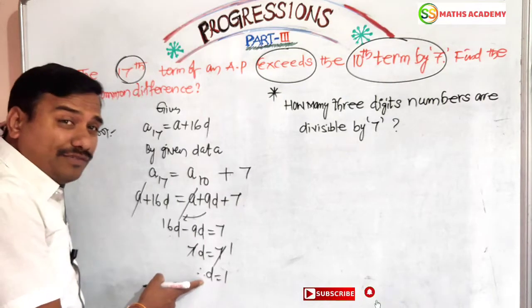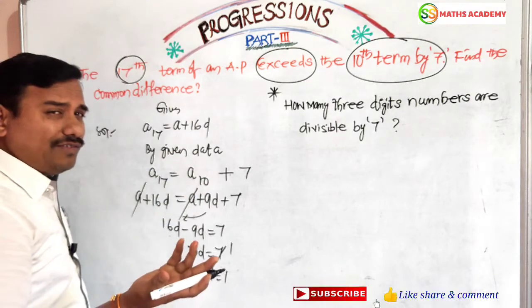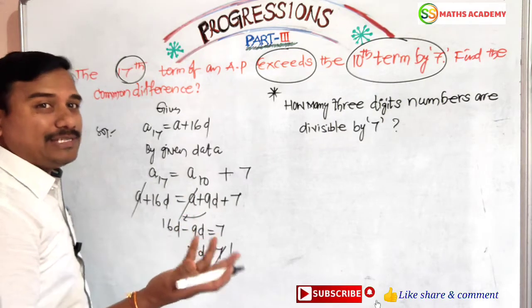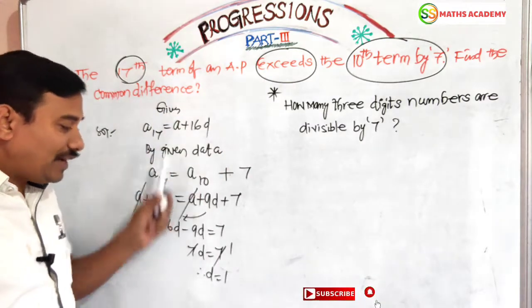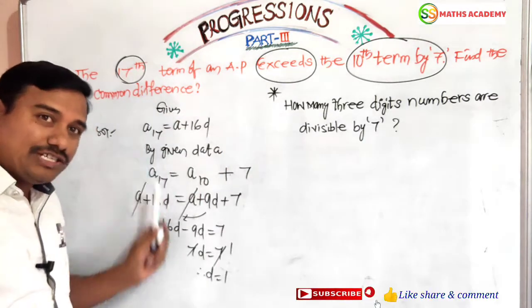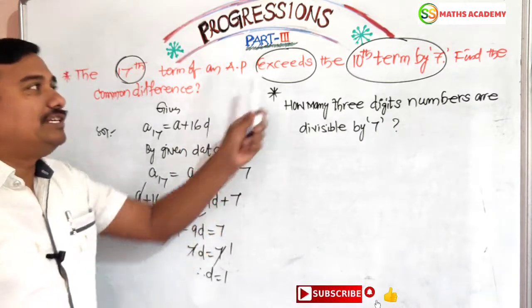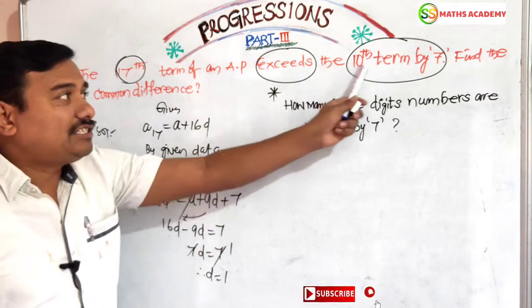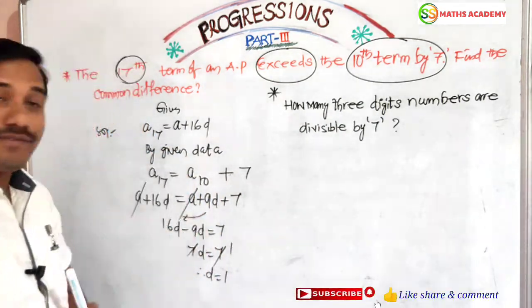When you know the common difference, we have to find the a value. When you know the a and d values, you can very easily determine the AP also. This is the way to solve 1 mark and 2 marks questions in this method. We have to solve this condition. Exceeds means plus which term? The 10th term by 7. You have to observe this point, dear friends.